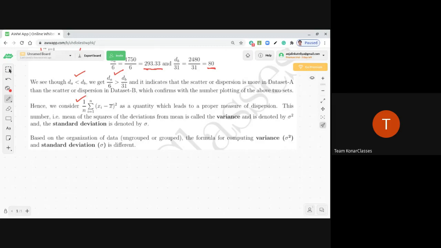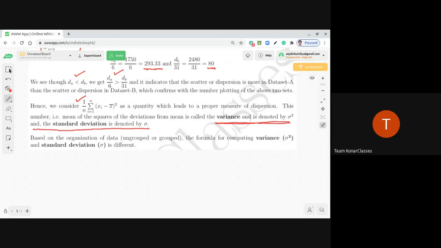This number, that is the mean of the squares of the deviations from the mean, is called the variance. That term is called the variance, and it is denoted by sigma square, and the standard deviation is denoted by sigma.